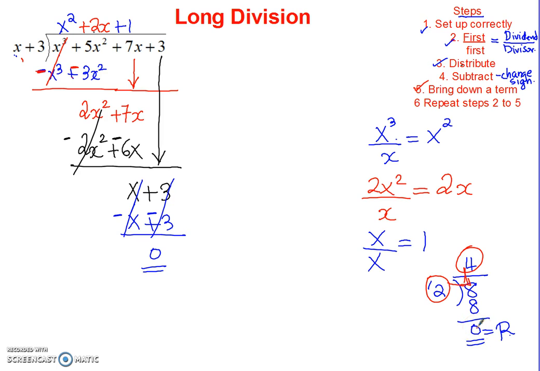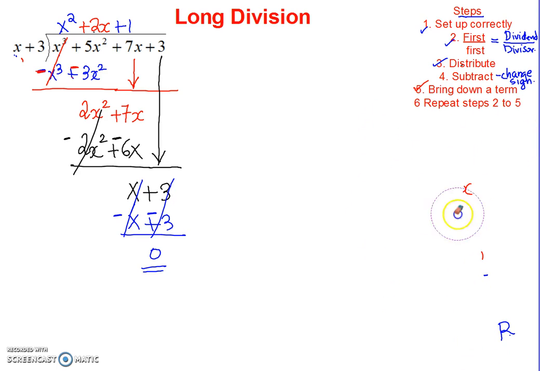Just like that, you can say that x plus 3 and x squared plus 2x plus 1 are factors of x cubed plus 5x squared plus 7x plus 3 because the remainder is 0. Okay, so keep that in mind. Now, since I explained long division already, I'm going to quickly explain synthetic division here. The second way to do it, synthetic division.